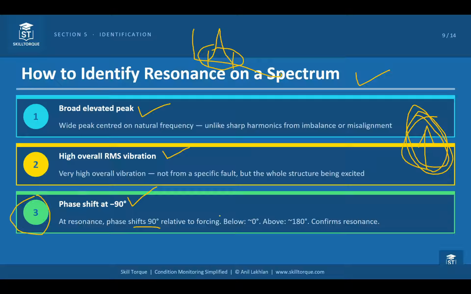So if the system is below resonance, the phase will lag, or you can say it's close to zero, okay? And once the machine passes the resonance, or you can say above the resonance frequency, it approaches exactly the opposite, that is a 180-degree shift, right? And right at the resonance, what will be the phase? It will be a 90-degree phase.